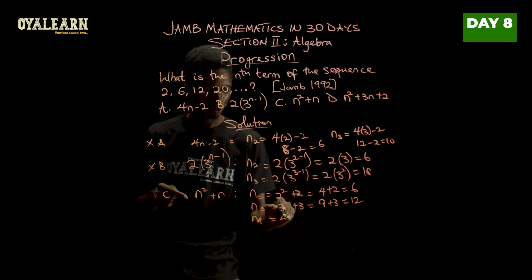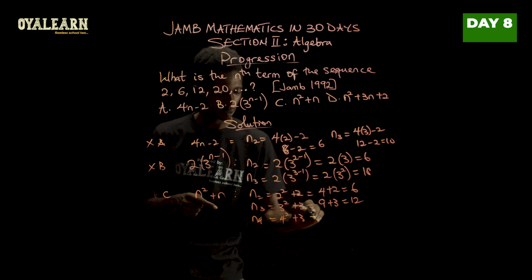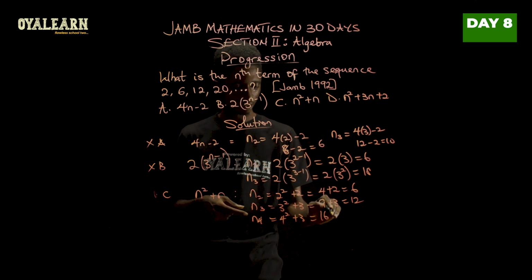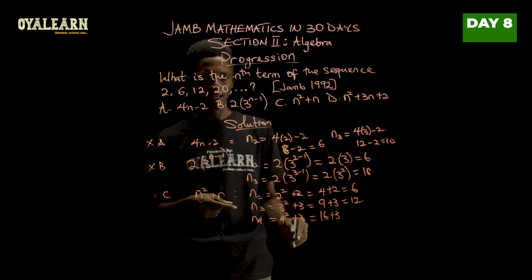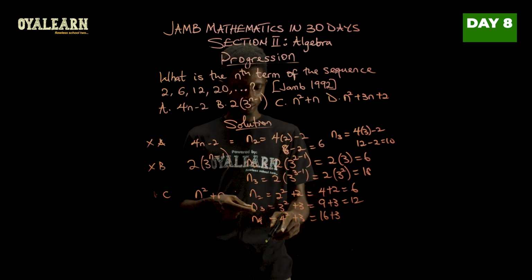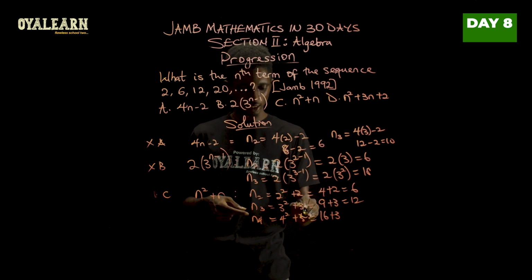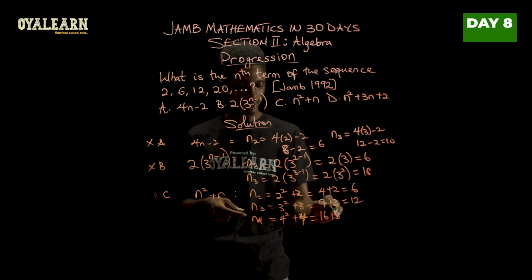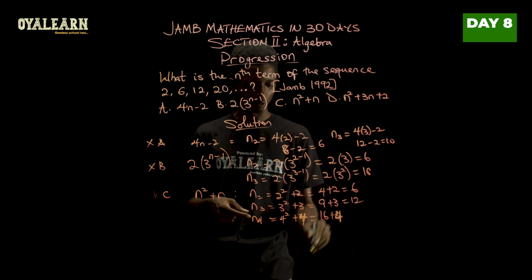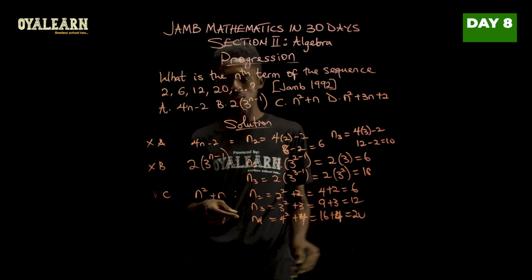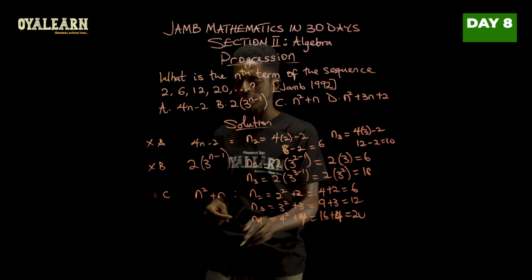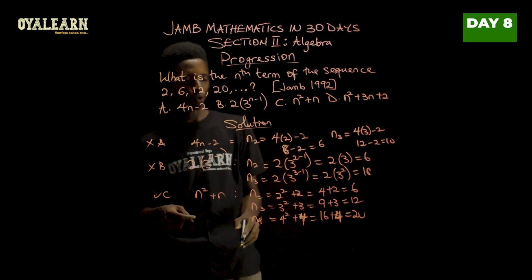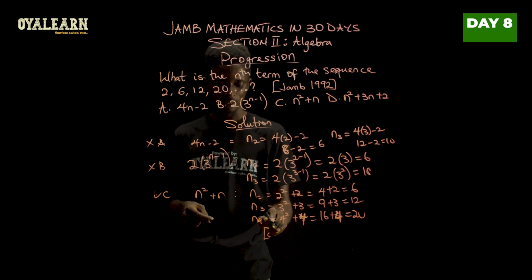Then we'd have 4 squared plus 3, which is 16 plus 3. N squared is, oh, so this is 4. This should be n. So that is 4. 4 squared is 16. So 16 plus 4, and that will give us 20. Okay, so now we see that option C is the correct one. So we'll go for option C.